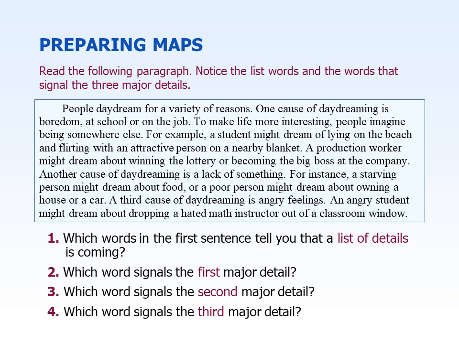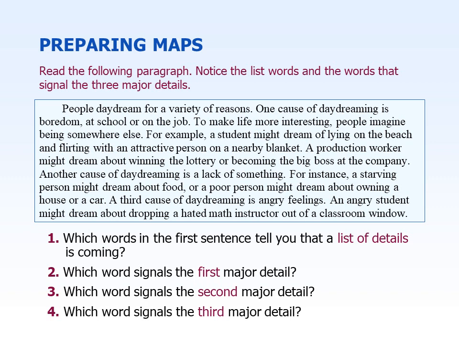Another cause of daydreaming is a lack of something. For instance, a starving person might dream about food, or a poor person might dream about owning a house or a car. A third cause of daydreaming is angry feelings. An angry student might dream about dropping a hated math instructor out of a classroom window.